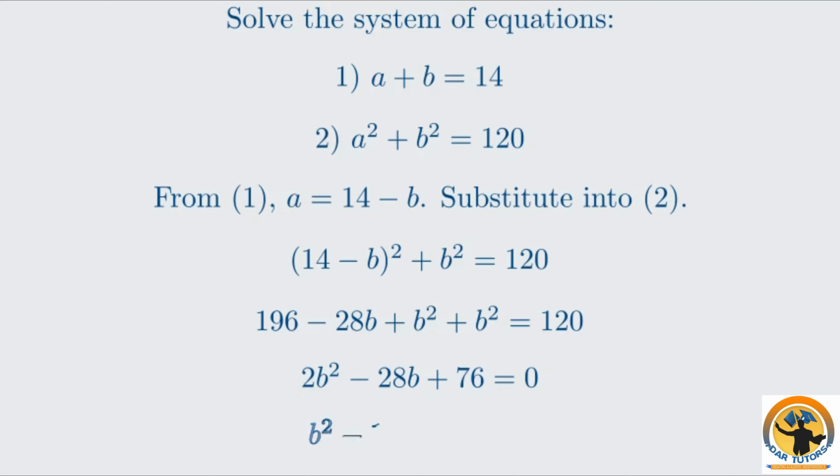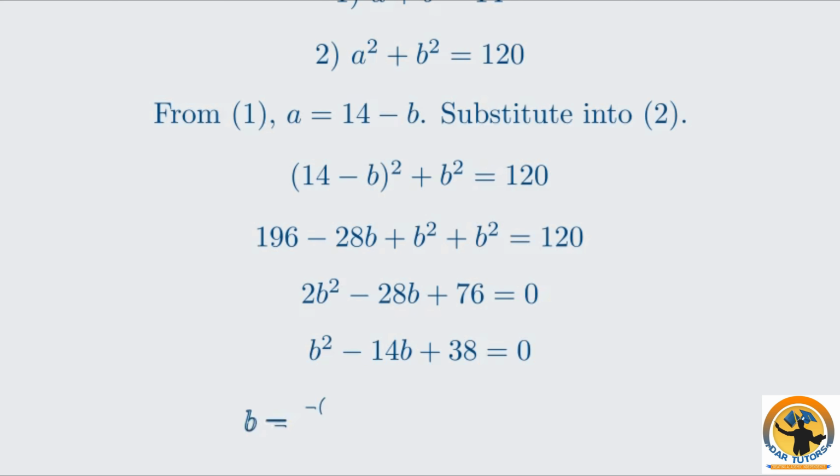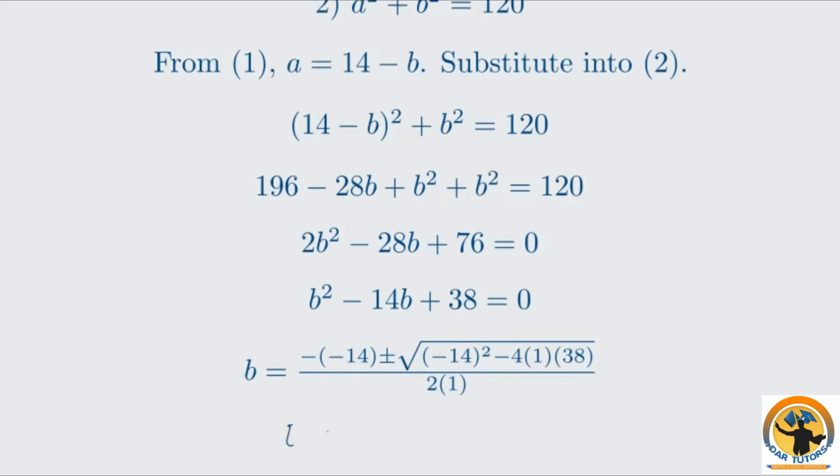Dividing by 2, we have b squared minus 14b plus 38 equals 0. Using the quadratic formula, we find two possible values for b, 11.24 and 2.76. Since the question states that a is greater than b, we must choose the smaller value for b. So b is approximately 2.76.